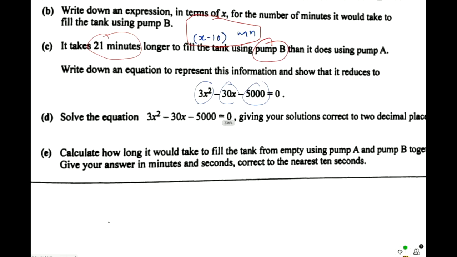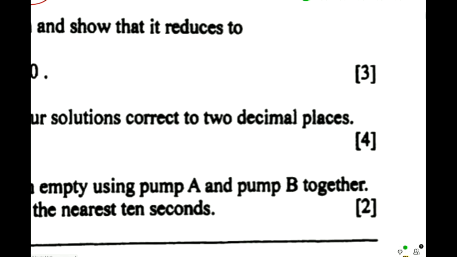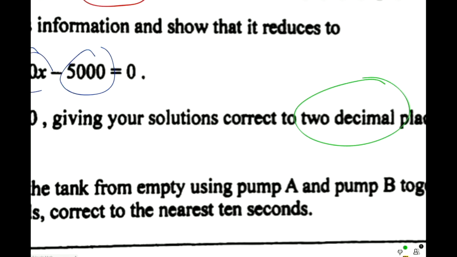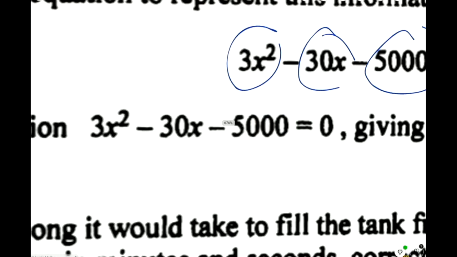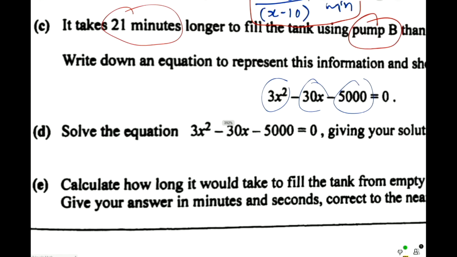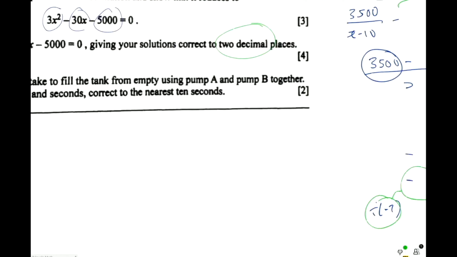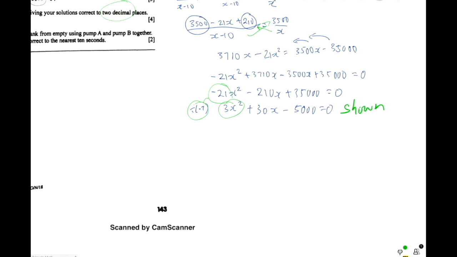Right, next. Okay, so next, solve this thing giving your answer to 2 decimal places. So this is a very big clue, right? Why is this a big clue? That means it tells me that this one, I can't just use factorization. If I cannot use factorization, what do I do? Complete the square, or you can use the general formula. So I'm just gonna use the general formula.